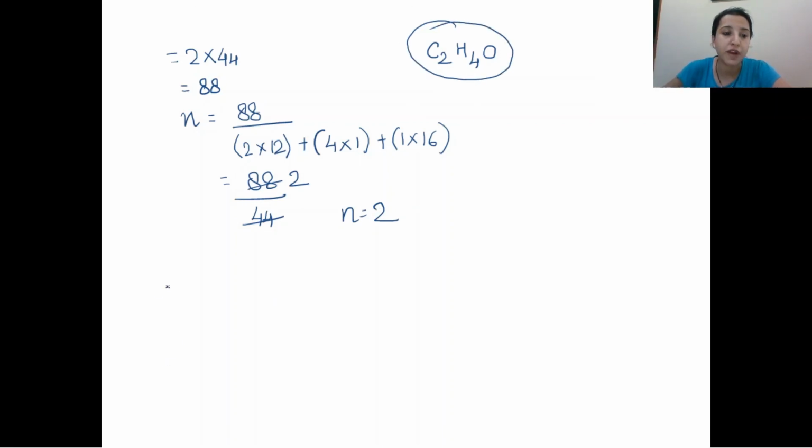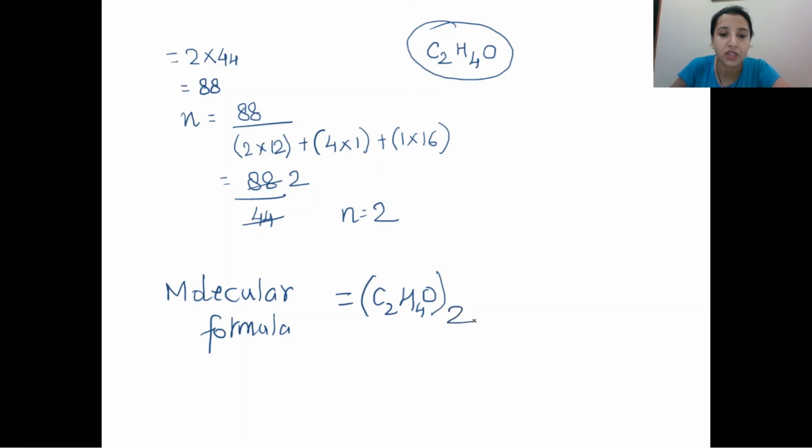Our empirical formula was C2H4O. Now to find the molecular formula, a simple thing is left. We just write that the molecular formula is equal to our empirical formula C2H4O whole N, and N comes out to be 2. So now simply multiply the atoms. So it comes out to be C4H8O2. This is the molecular formula of the compound for which the question was there.